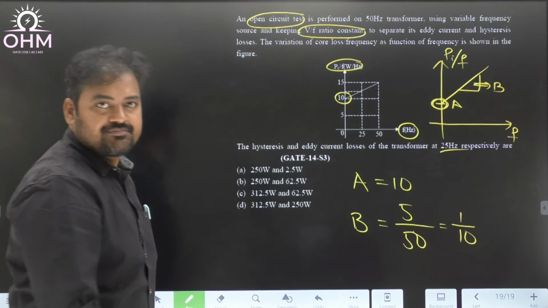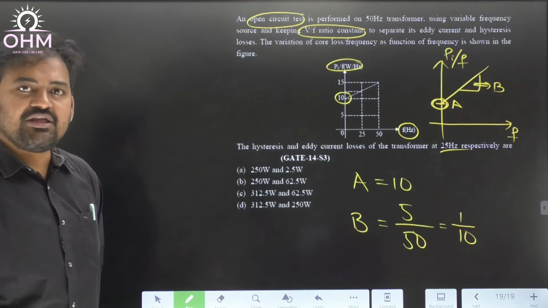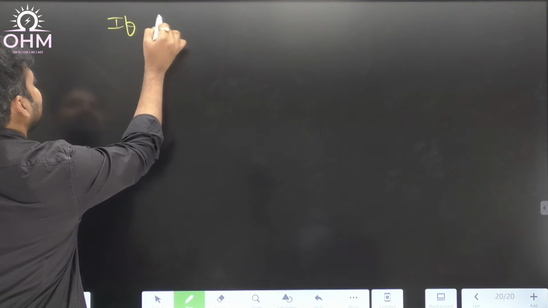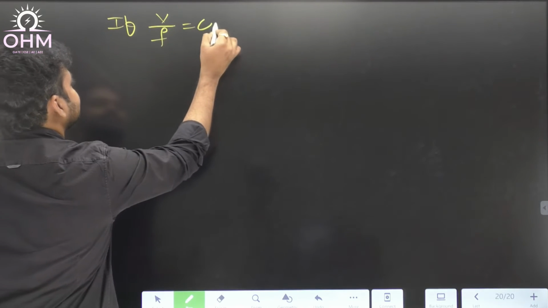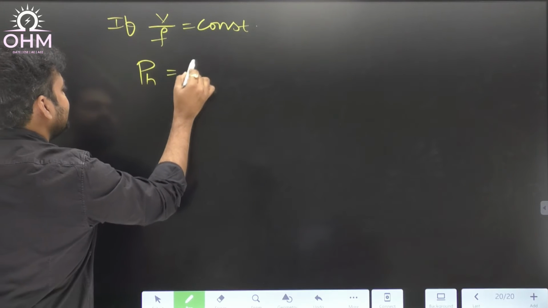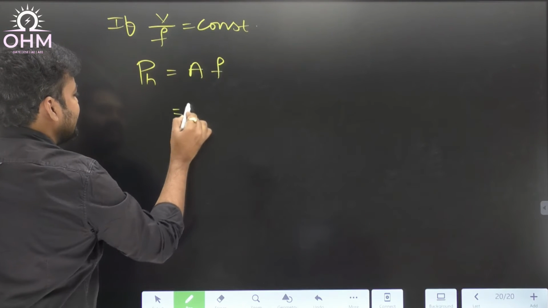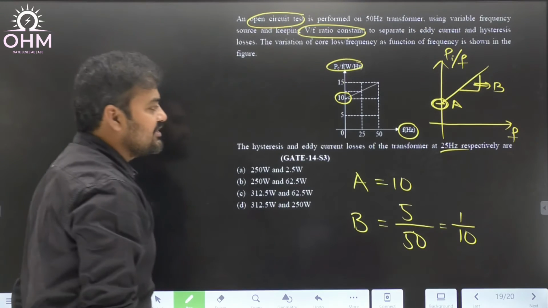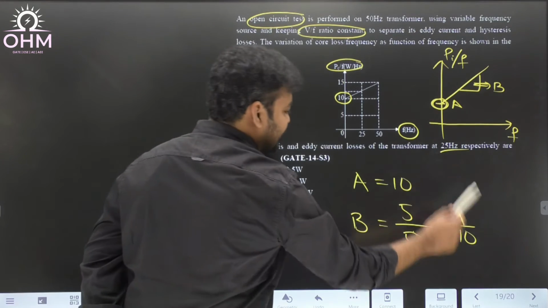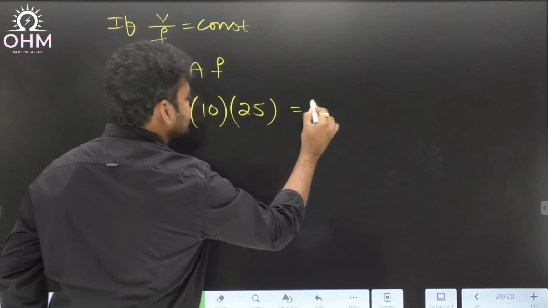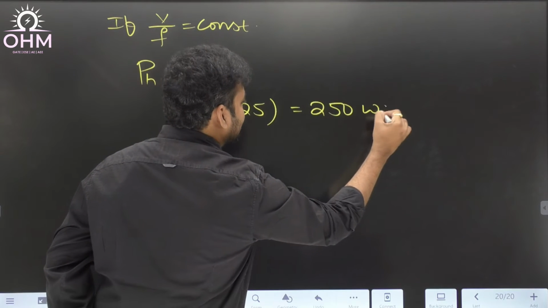That is constant B. So once we know constant A and constant B, what are the formulas for hysteresis and eddy current loss? Yes. If V by F ratio is constant, the formula for hysteresis loss is equal to A into F. What is the A value in the graph? 10. At what frequency are we asked to find out hysteresis and eddy current loss? 25 Hz. Therefore, 10 into 25. So hysteresis loss is equal to 250 watt.